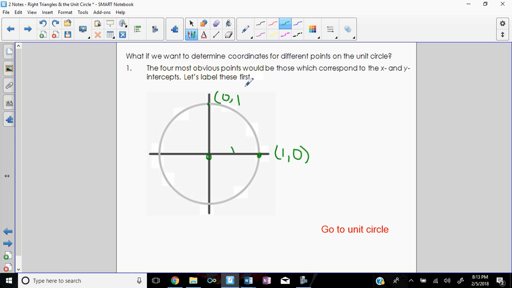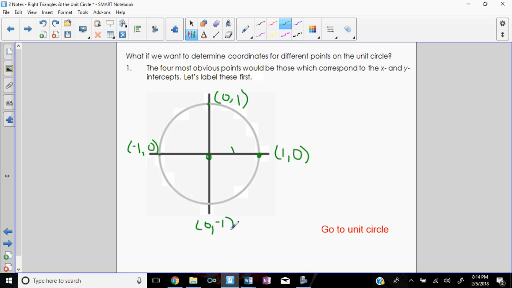And the y value is 1. And if I come over here, this is going to have an x value of -1 and a y value of 0. And then down here, we're going to have 0 and -1. Okay, so hopefully that's pretty obvious.